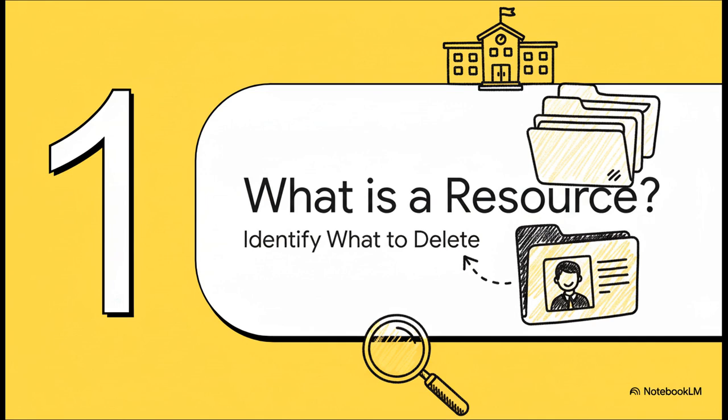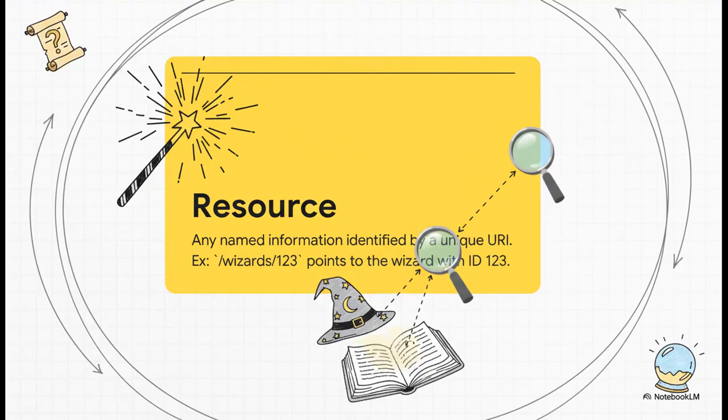All right, before you can delete anything, you have to know exactly what you're targeting, right? In the world of REST APIs, we call this a resource. You can think of it like finding the specific student you're looking for in the vast Hogwarts school records. And here's the more formal take on it. A resource is basically any chunk of information you can give a name to. The real magic here is its unique resource identifier, or URI.